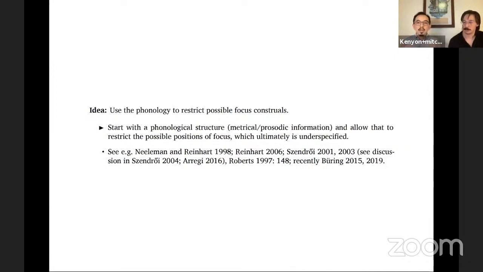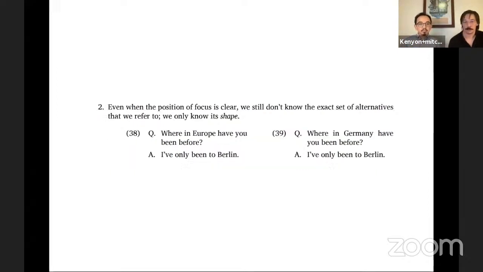And so here are a number of citations for different approaches to doing exactly this. The second way in which the set of alternatives is often very underdetermined is that even if we know the position of focus, we still don't know exactly the set of alternatives that we're talking about. And we can see this in the contrast in 38 and 39, right? We can ask, where in Europe have you been before? I've only been to Berlin. Where in Germany have you been before? I've only been to Berlin.